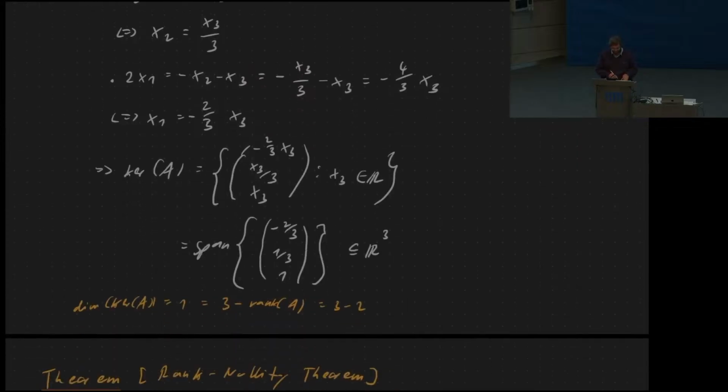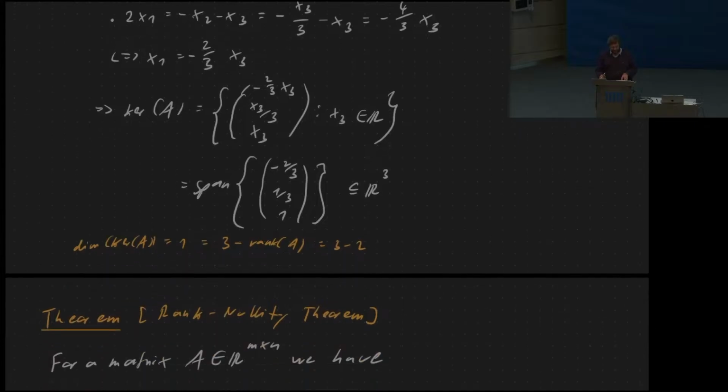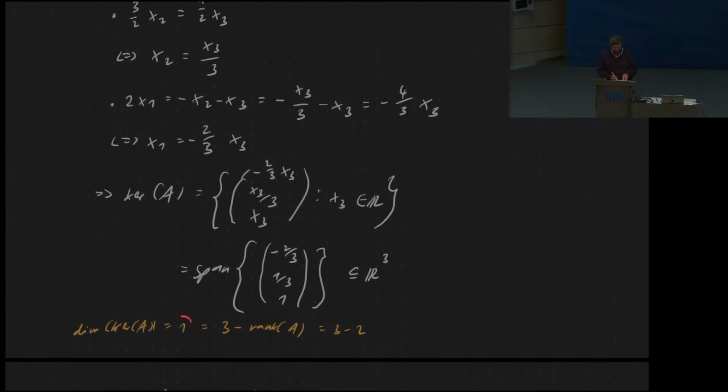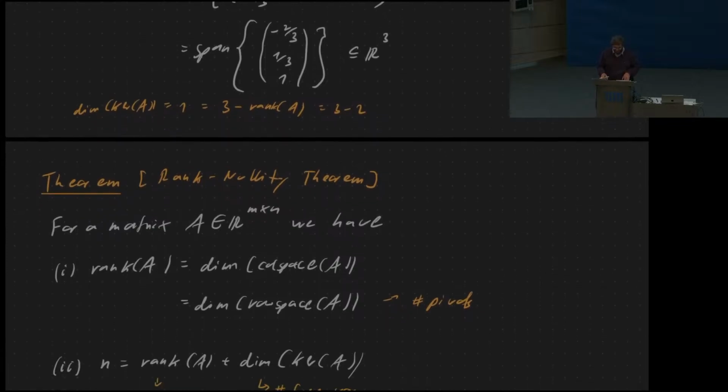Takes a little work, and what we get is this solution set here. Or in other words, the span of this vector. Right? So the dimension of the kernel in this case is 1. The dimension of the row space and of the column space was 2 for this example. And of course, that is no coincidence.